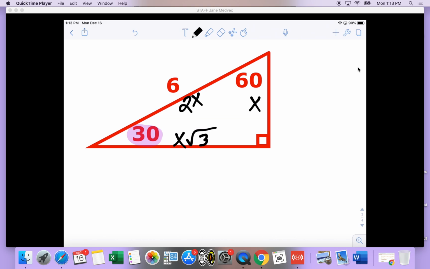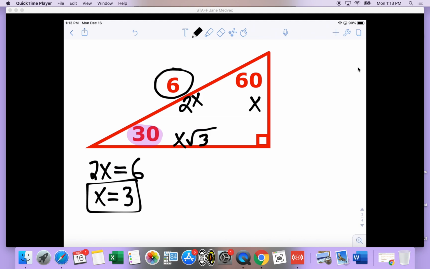Okay, so I've got this side. So what do I need to solve for? X. So I'm going to go 2x equals what? 6. I need to solve for x, so I'm going to divide by 2. X gives me 3. There's my answer. Come over here. This is 3. Circle it. I'm done. Questions?